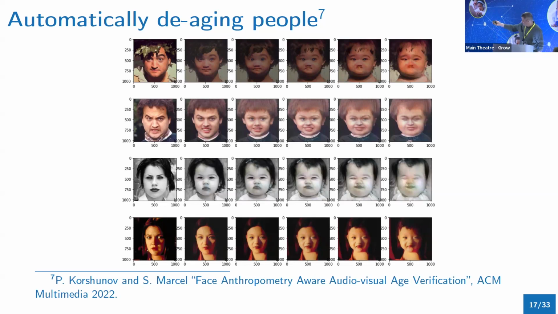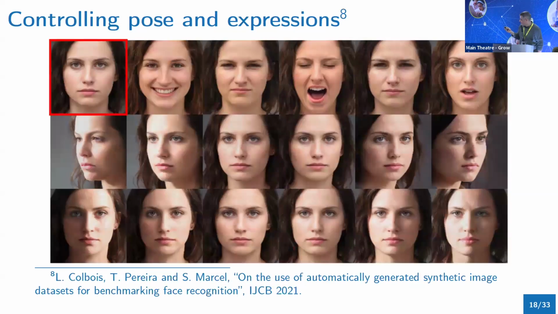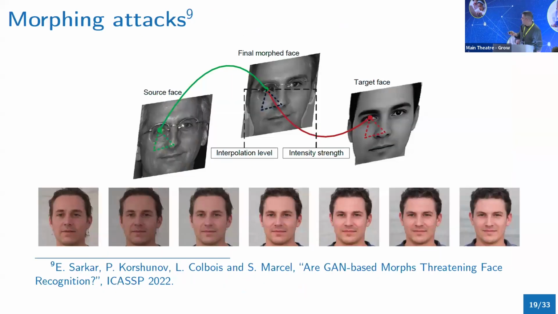You can see there are sometimes papers underneath, so this is published in scientific conferences. Then you can generate images controlling pose and expressions. So you can control pose, expressions, and age, and try to fool the system.